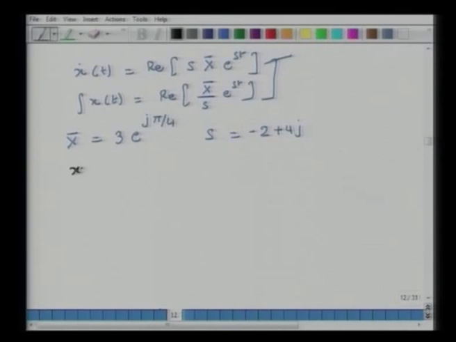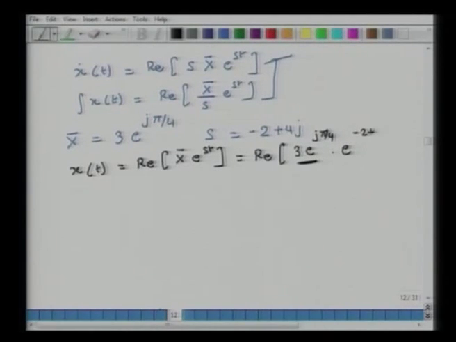So my x(t), the way we have defined, is the real component of x bar e^(st), which equals the real component of 3 e^(j pi/4), so again, there is no time in x bar itself, times e^((-2+4j)t). So the time is right now only in the exponential part. Just to reiterate, x bar and s are not functions of time themselves.